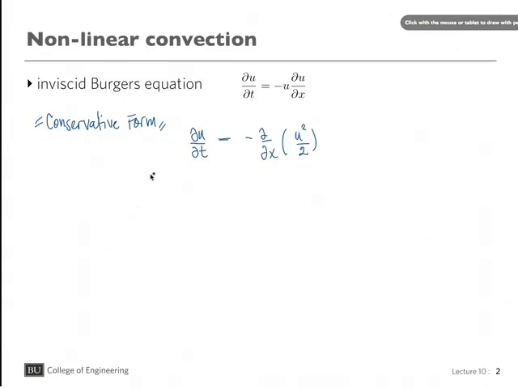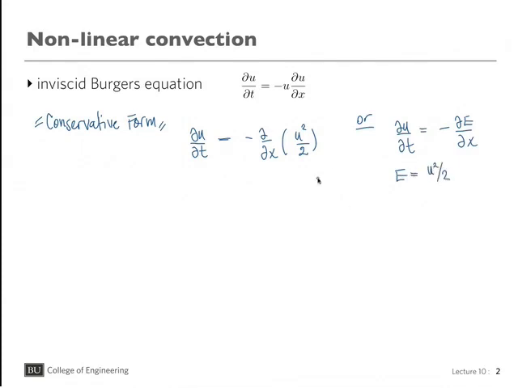Or in other words, we can also write it as du/dt equal to minus dE/dx, where obviously E is equal to u squared over 2. So these are exactly equivalent, of course, and we're going to use these two forms alternatively. Because all of these terms appear here in the gradient, E is associated with the flux term, so it's called the flux term. And this is how we're going to use it.